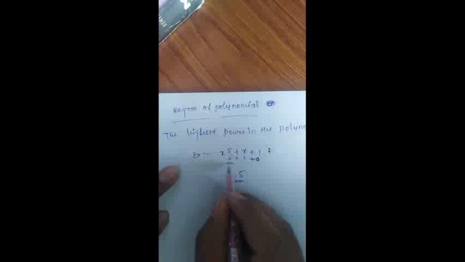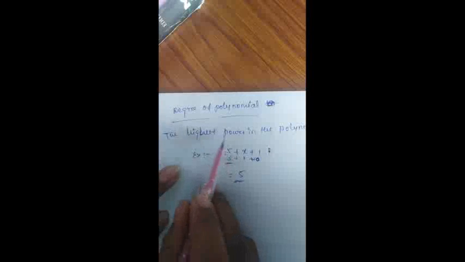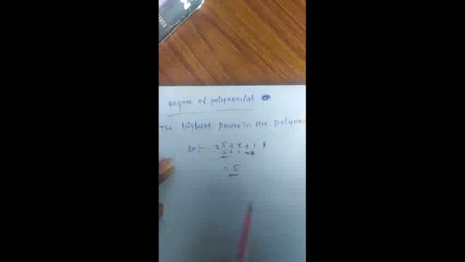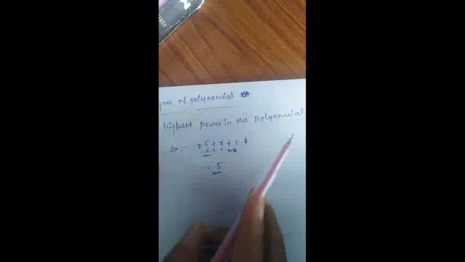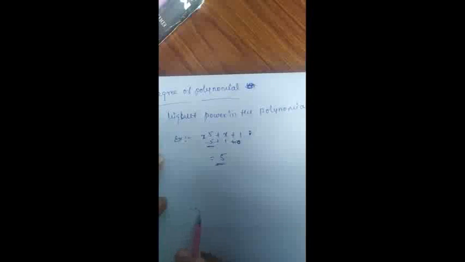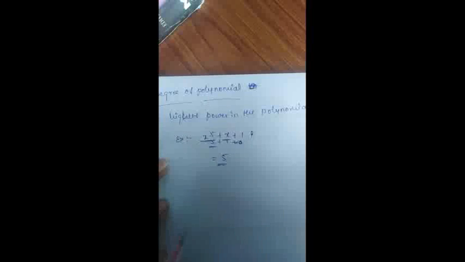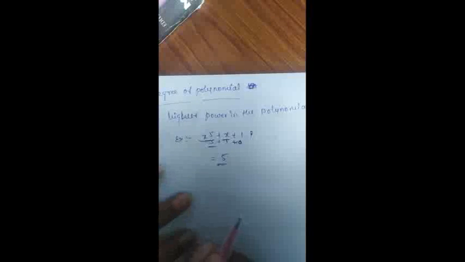It means 5 is the highest, so we consider this as the degree of the polynomial. The highest power in the polynomial we call the degree of the polynomial. If the polynomial involves 2 or more variables, we take the sum of the powers of all the variables in each term, and the highest sum so obtained is the degree of the polynomial.